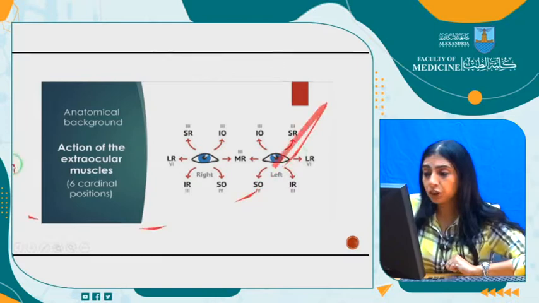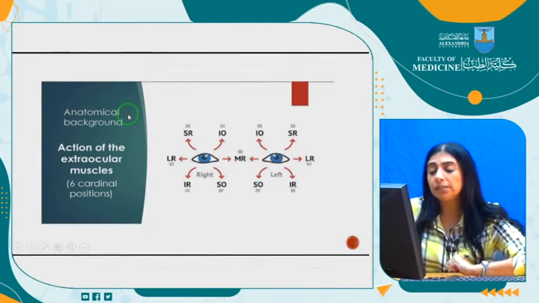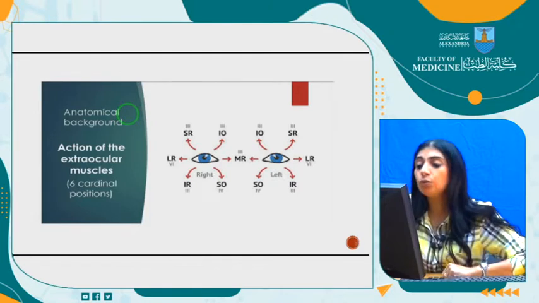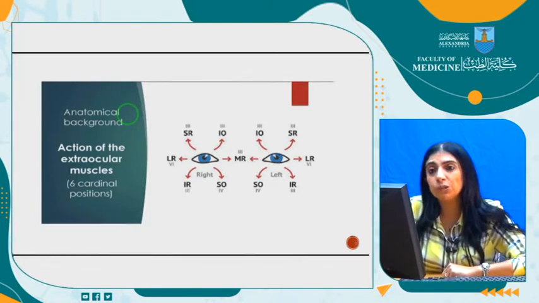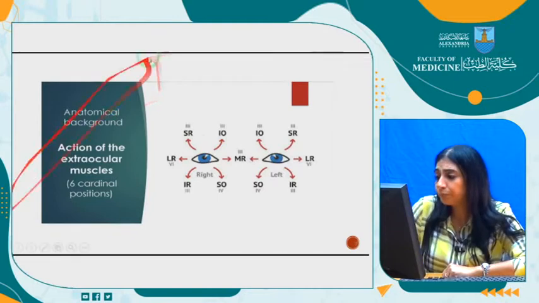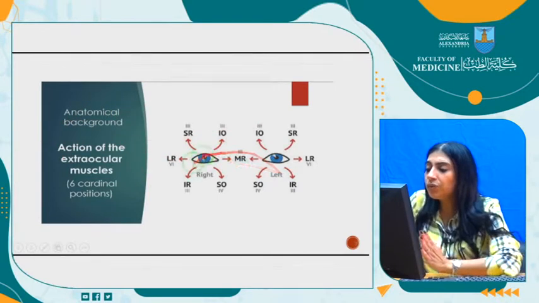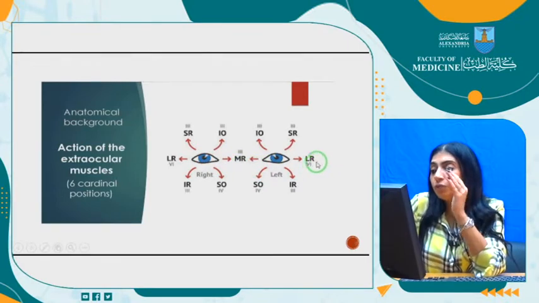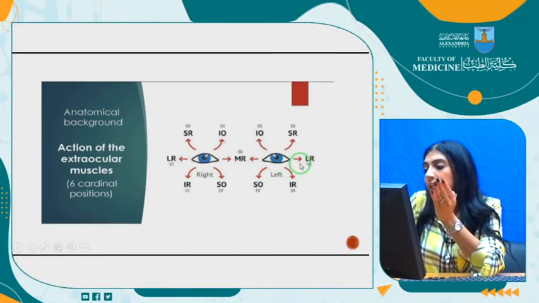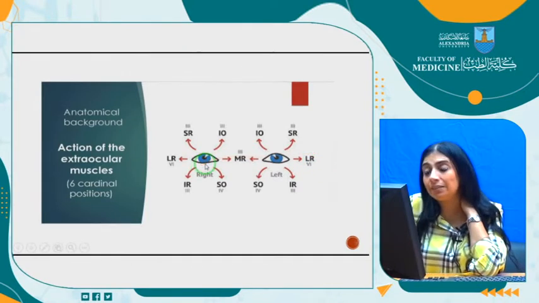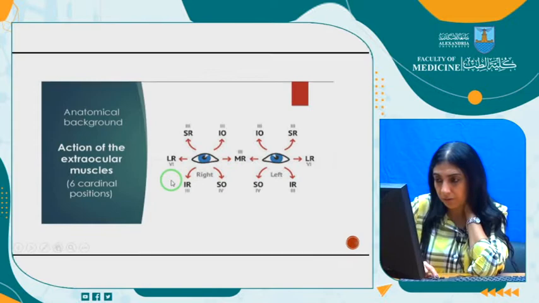In each type of this ocular motility, in every direction, we do have muscles responsible too. For example, if we want to move the eyes to the left, the lateral rectus of the left eye will act together with the medial rectus of the right eye.